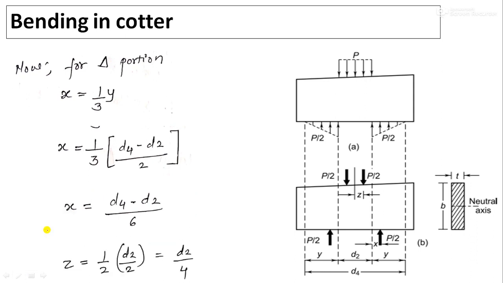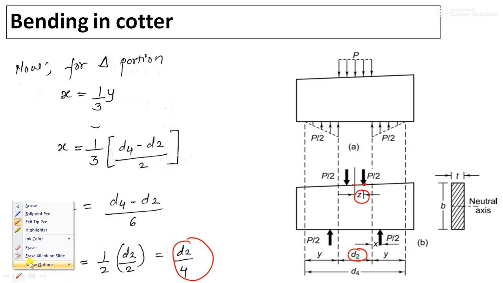Now what is z? This P by 2 is acting at a distance z from this center line. So what is z? This z is equal to half of this d by 2, this distance d by 2. So in short, it is d by 2 of 4, right? In this way we calculate x and z.